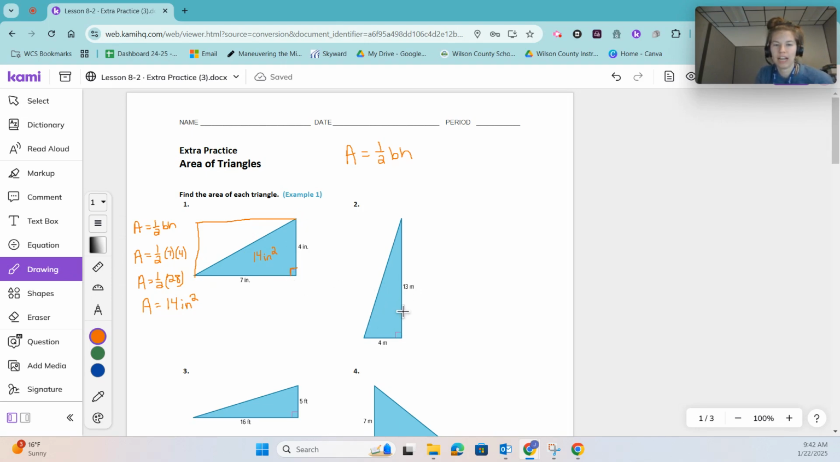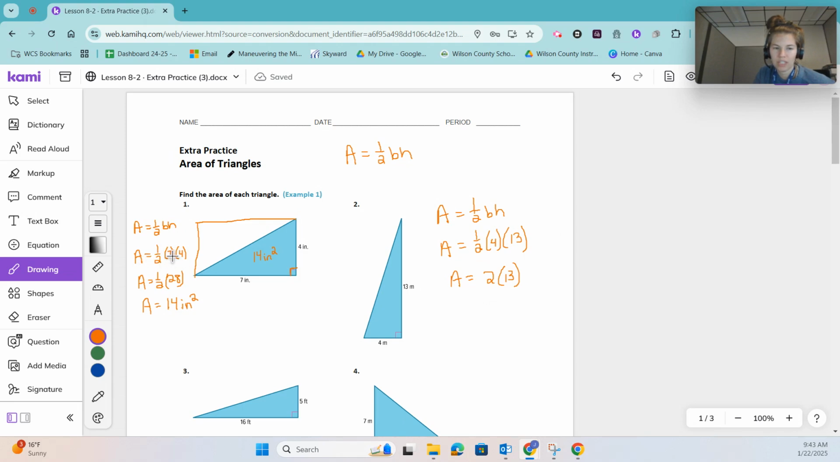All right, let's take a look at number 2 here. We'll do the same exact thing. Area equals 1/2 base times height. My base is going to be 4, my height is 13. I can also do this in order. 1/2 times 4 is 2, so area equals 2 times 13. You can go in order there.